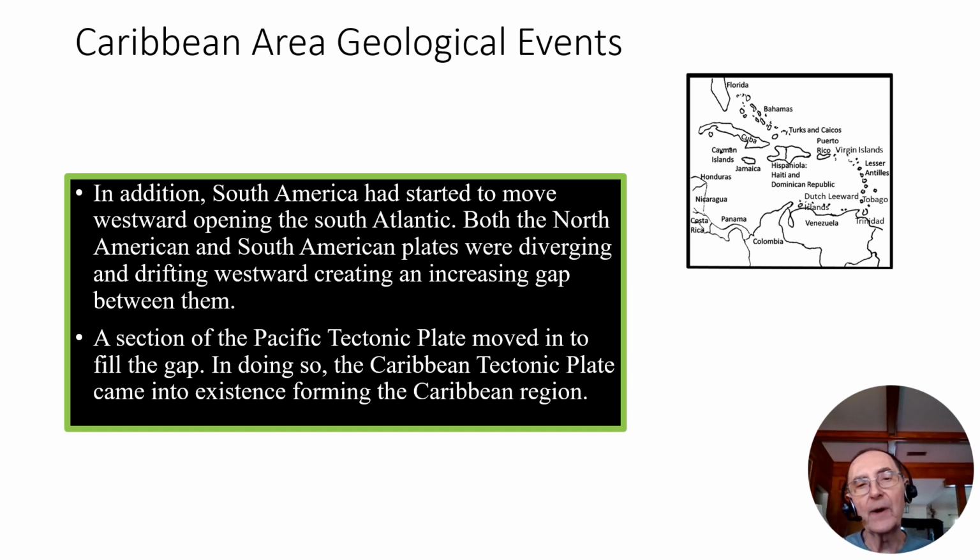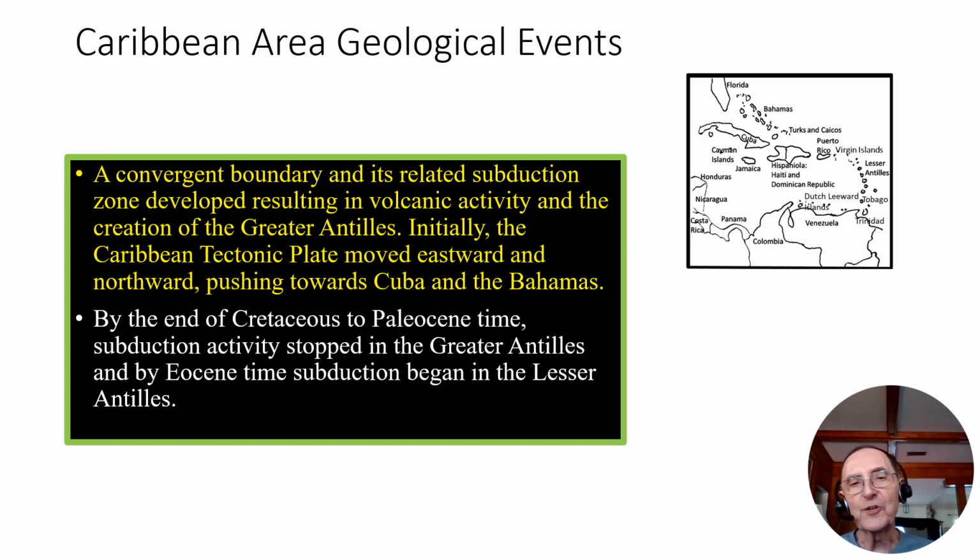Both the North American tectonic plate and the South American tectonic plate were diverging and drifting westward, creating an ever increasing gap between them. And then guess what? A section of the Pacific tectonic plate moved in to fill in this gap. In doing so, the Caribbean tectonic plate came into existence. A convergent boundary and the subduction that goes along with it developed and resulted in volcanic activity and the creation of the Greater Antilles.